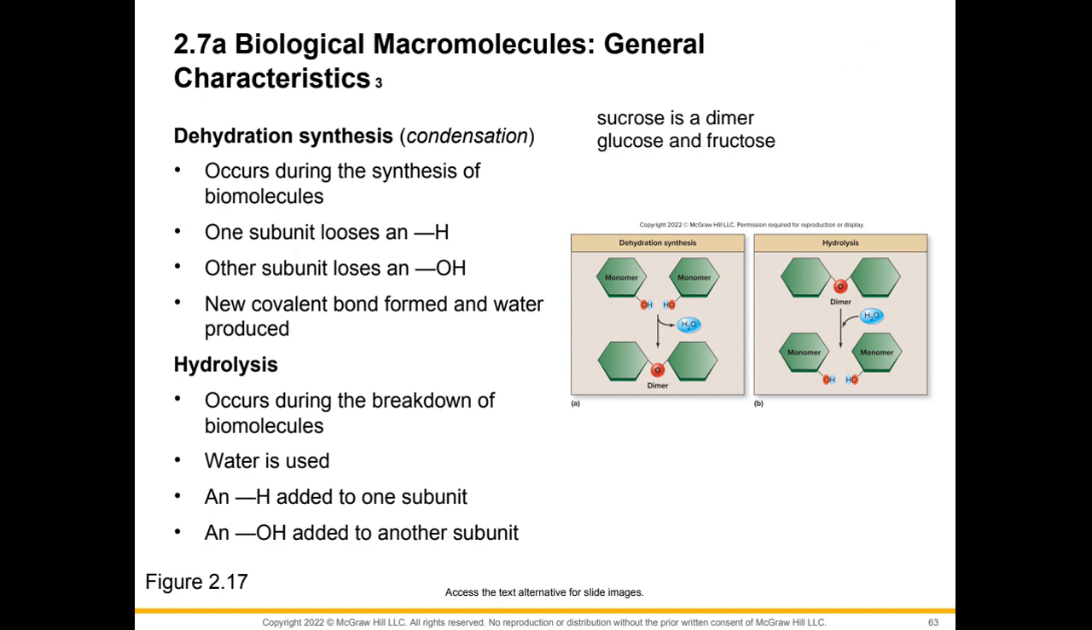Now, you might have a dimer such as lactose. Lactose is a dimer of what two sugars? Does anybody know? Glucose and galactose. And there exists maltose, which is a dimer of glucose and glucose.